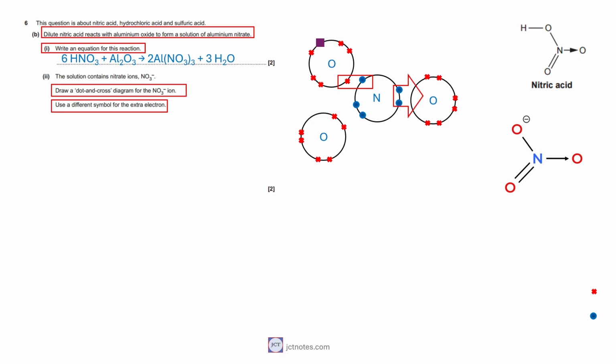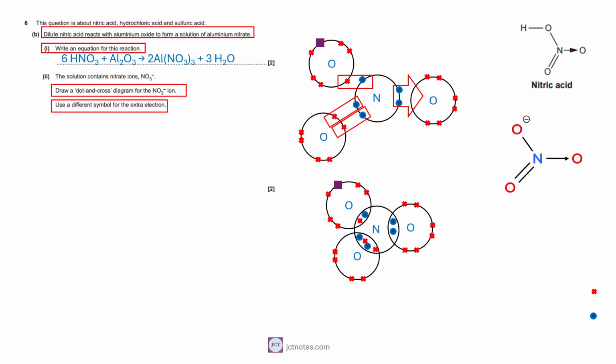Finally, the oxygen at the bottom left forms a double bond with the nitrogen. This bond consists of two shared pairs of electrons, 2 electrons from the oxygen and 2 from the nitrogen. Putting everything together gives the required dot and cross diagram. The additional electron, shown as a purple square, can be placed on the oxygen atom that carries the negative charge or in the bond between the nitrogen and the oxygen.